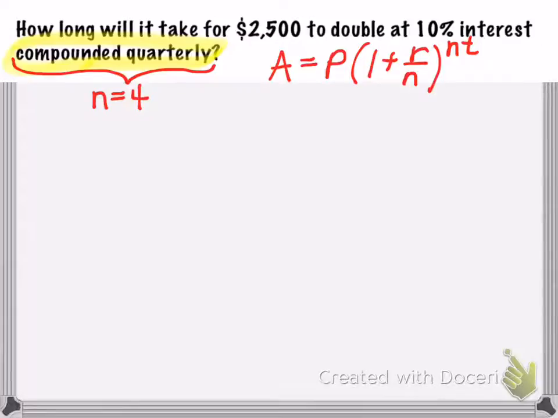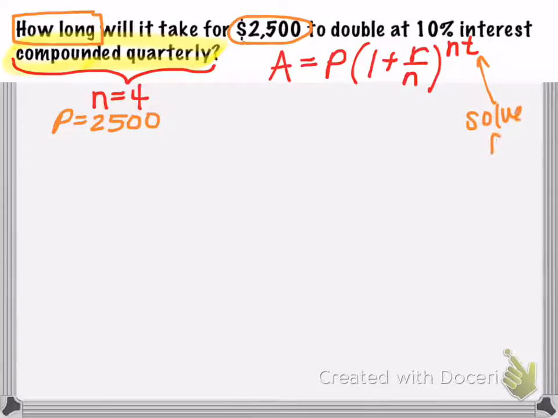Now we are starting with an initial investment of $2,500. So that's going to be our P value. P is equal to 2,500. And we're solving for how long it takes for the investment to double in this case. So we're going to be solving for time. Now remember A is the accumulated value. It's the after amount. So if we want our investment to double, and we start with $2,500, then we're ultimately looking for our A value to be 5,000.